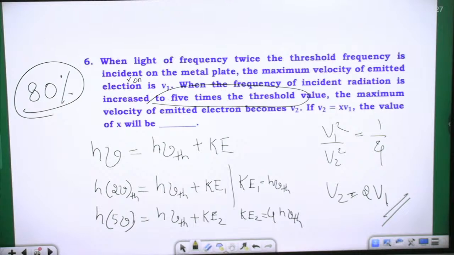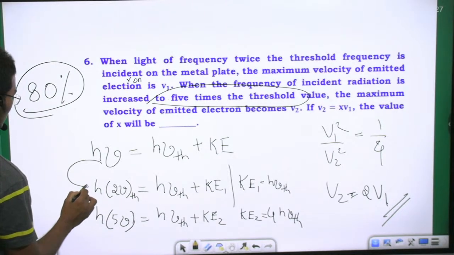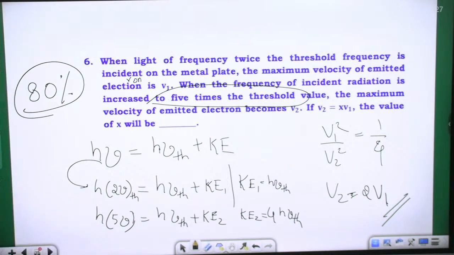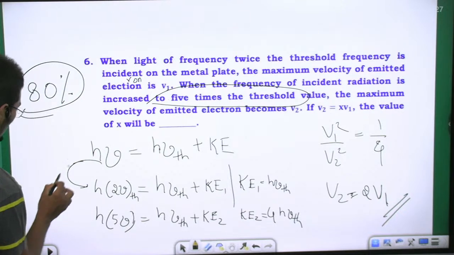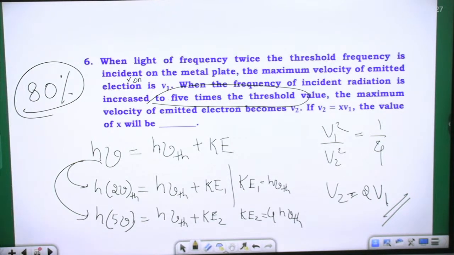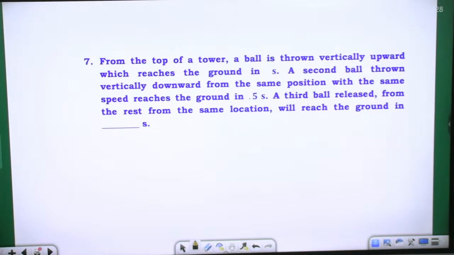So straight question, hν plus kinetic energy. Threshold frequency gets doubled here, and the same threshold 5 times. So we will be getting kinetic energy as hν threshold, and the second kinetic energy is 4 times hν threshold. So from the ratio of those two, we will be getting the velocities. Okay. So the question 7. These are basic questions.